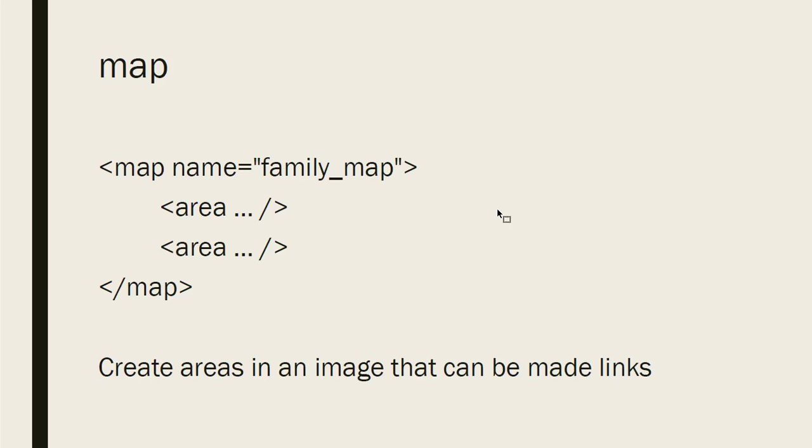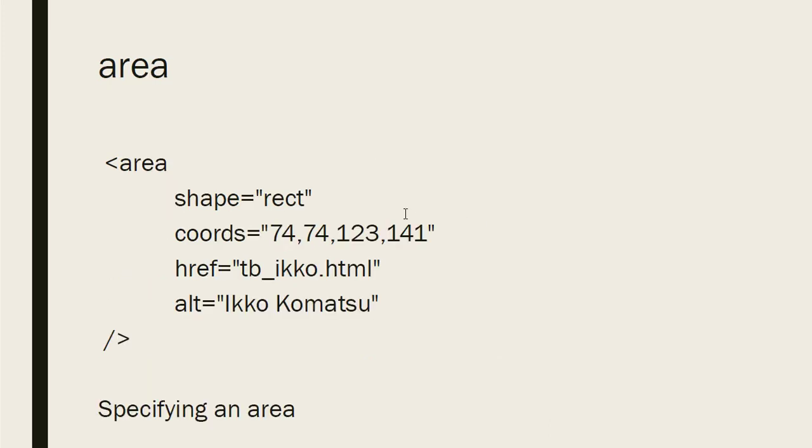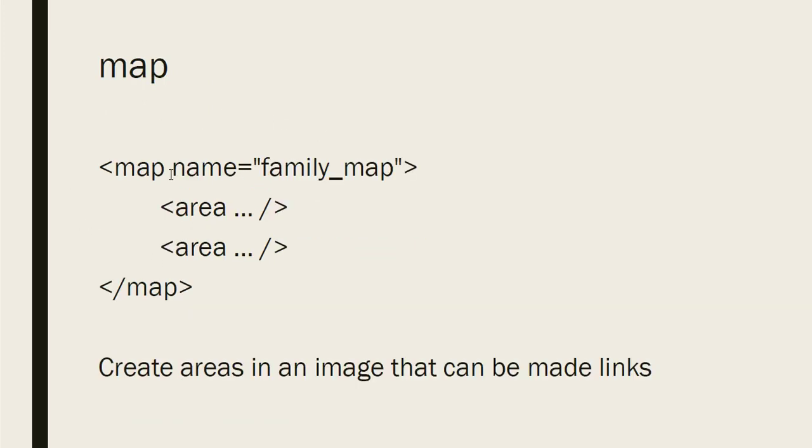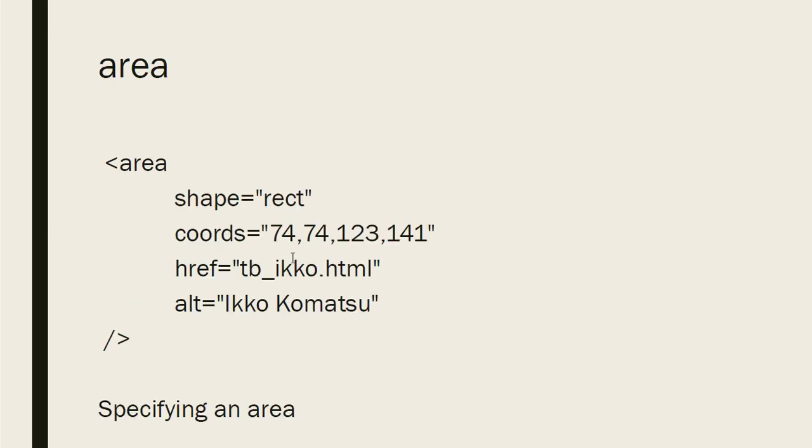Then we learned about image maps, where you can create a map. Now this is all done in HTML, where you can create a map and it identifies different areas on that map. And then you can use those areas to link to different pages. So here's how you create an area. So the map itself has an opening and closing tag, and then inside the map tag are the area tags. And the area tags have several properties.